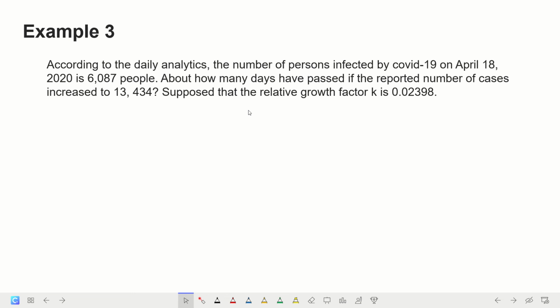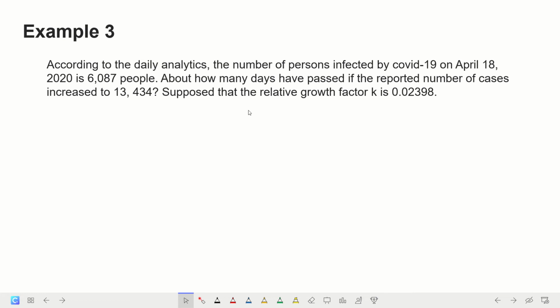Welcome to General Mathematics. In this video, we're going to continue our discussion on the real-life applications of logarithmic functions. For example, number 3. According to the daily analytics, the number of persons infected by COVID-19 on April 18, 2020 is 6,087 people. How many days have passed if the reported number of cases increased to 13,434?